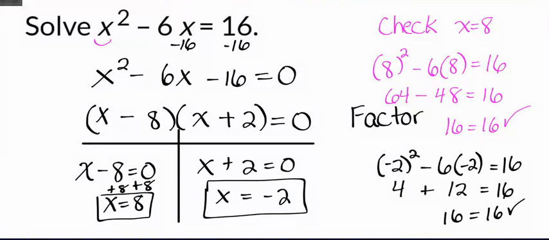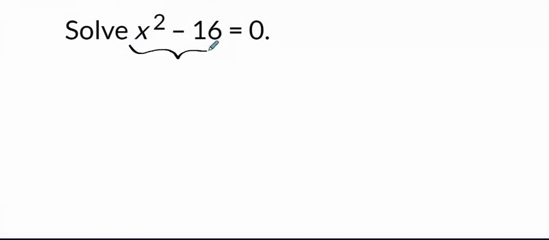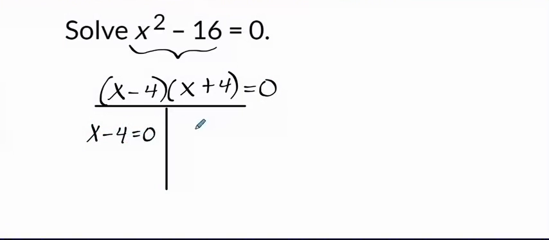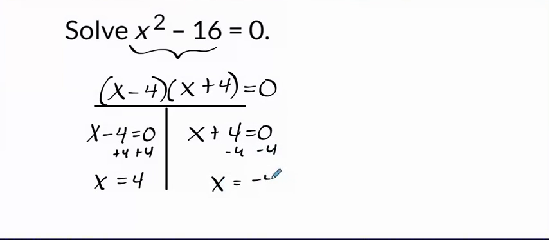I'm going to show you one more problem. This one, which entails a binomial. To factor this, we see it's the difference of two perfect squares. So we'll factor this to x minus 4 and x plus 4. And then we'll do what I like to call a t-chart here and set each factor equal to 0. Once each factor has been set equal to 0, we'll go ahead and solve. And we'll have x equals 4 and x equals negative 4.